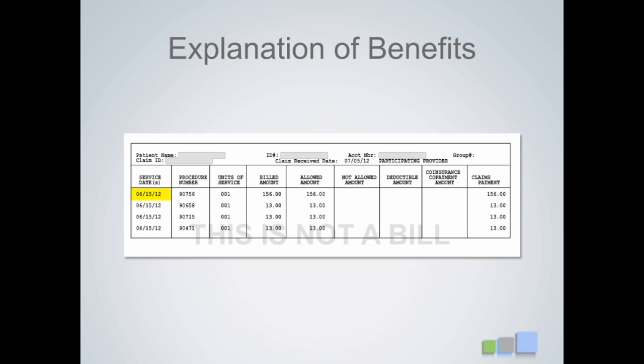The first column is the service date, followed by the procedure or CPT code. The unit specifies one specific service, like one vaccine given. Here the amount billed is $156. No portion was not allowed, there was no deductible or co-insurance applied, so the insurer paid the full cost of $156.